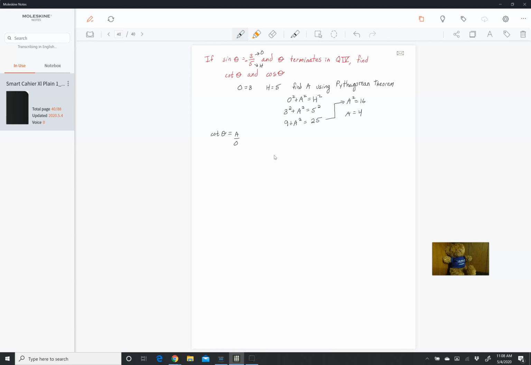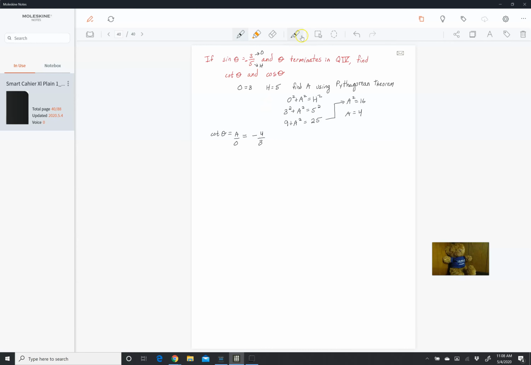Okay? So cotangent is adjacent over opposite, but we're talking about quadrant 4, so we have to take into consideration: is cotangent positive or negative in quadrant 4? Well, if tangent is positive, then the cotangent is positive. If tangent is negative, then the cotangent is negative. So in quadrant 4, sine is negative, cosine is positive. This means that tangent is negative, so cotangent is negative. So our cotangent is going to be negative 4 over 3.